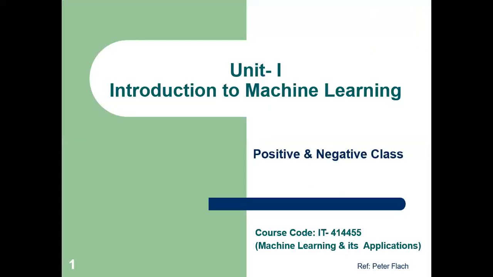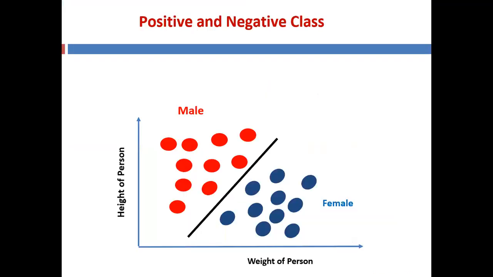In this video, we are going to talk about the positive and negative class, the ingredients of machine learning model, what are the machine learning tasks, the broad categories of machine learning tasks, and how the predictive model and the descriptive models are used to accomplish the machine learning task. So let us start with the positive and the negative class.